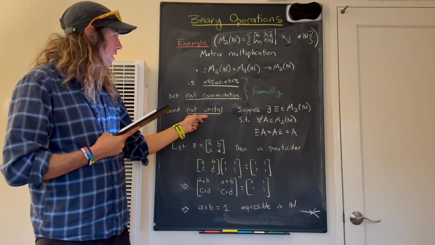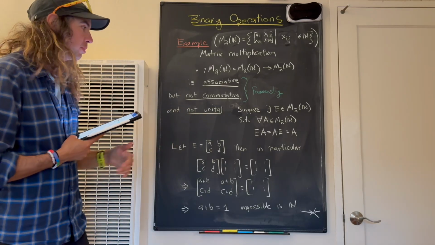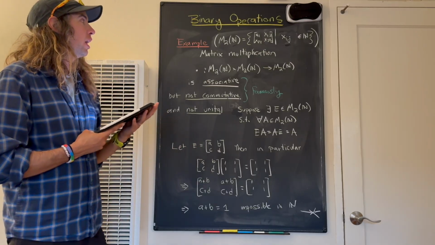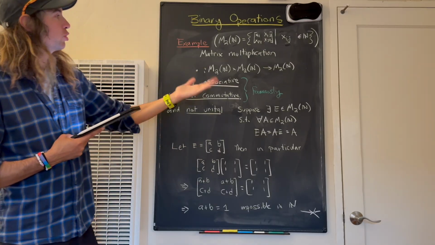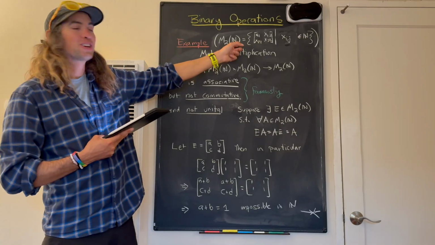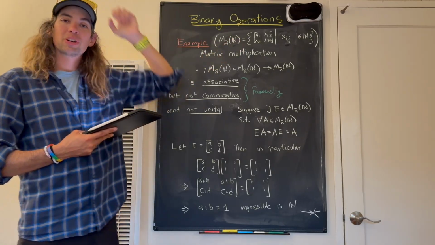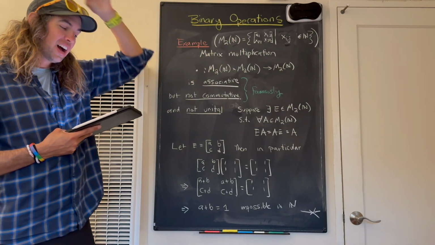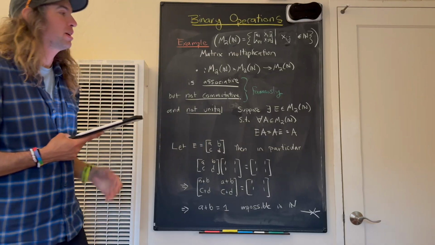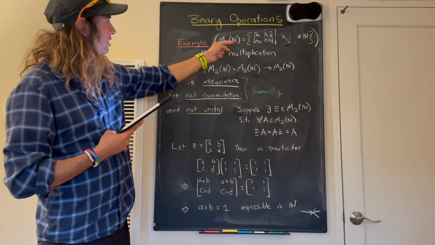However, it is not unital, and you might be saying, wait a minute, what about the identity matrix? So here I've cleverly restricted the entries of my matrix to the natural numbers, and remember that the natural numbers do not include 0, and so the identity matrix is not an element of this set.